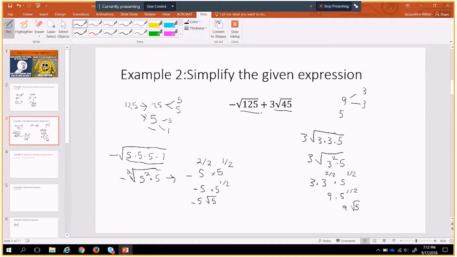Now we have the two parts. So we have negative 5 square root of 5 plus 9 times the square root of 5. And since they have the same square root of 5, we can now combine them. And it's just going to be negative 5 plus 9, which is just 4 times the square root of 5. All right, so that is the final answer for this one.